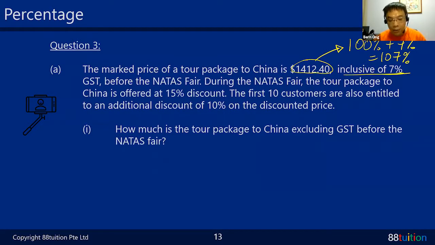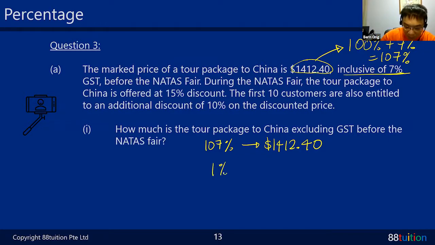How much is the tour package to China excluding the GST? But remember, you must make a fair comparison. 107% is $1,412.40, so you do that first. You must compare the same item with the same item. So find 1% first. How do you get from 107 to 1? Divide by itself. So you must divide by 107, and do the same on the other side.